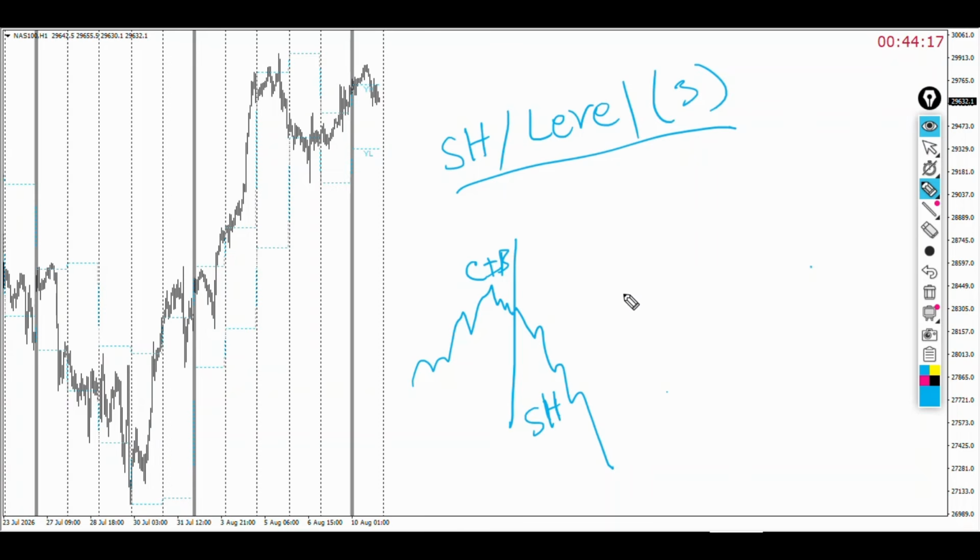Now the stop hunt can happen at three levels. For currencies: 25, 25, 25, 50, 50, 50, 75, 75, 75. For indices it may be 50, 50, 50, 75, 75, 75, 100, 100, 100, or 150, 150, 150. That's how the stop hunt can be.